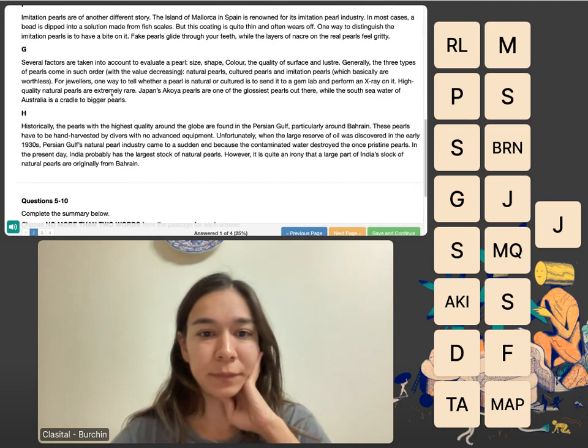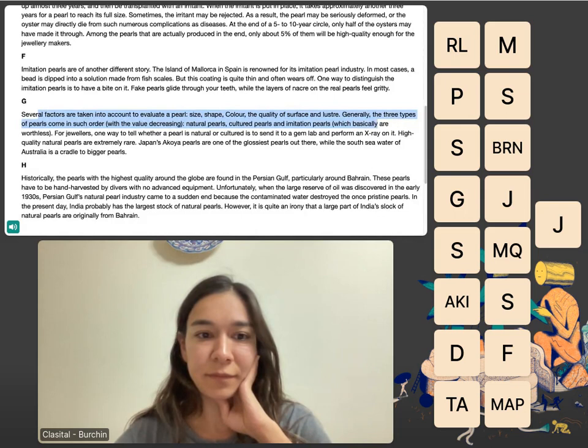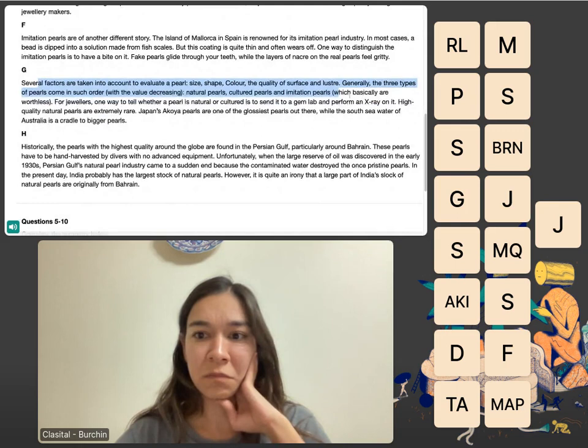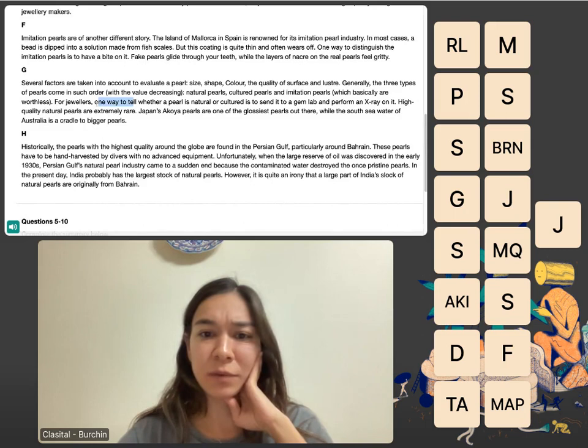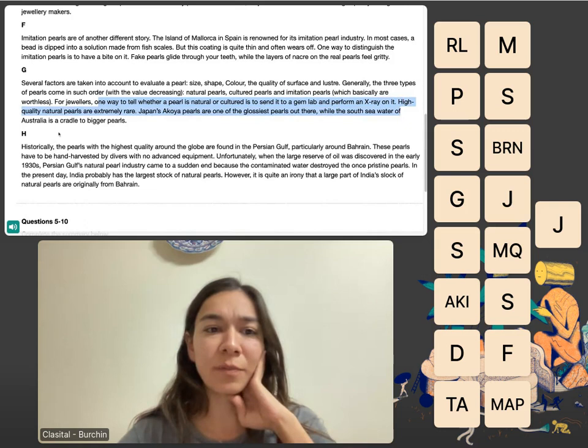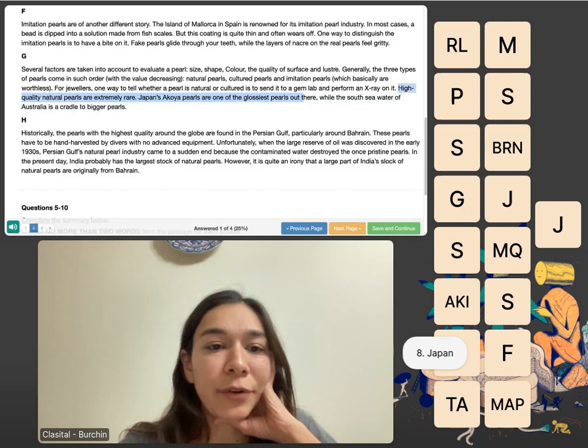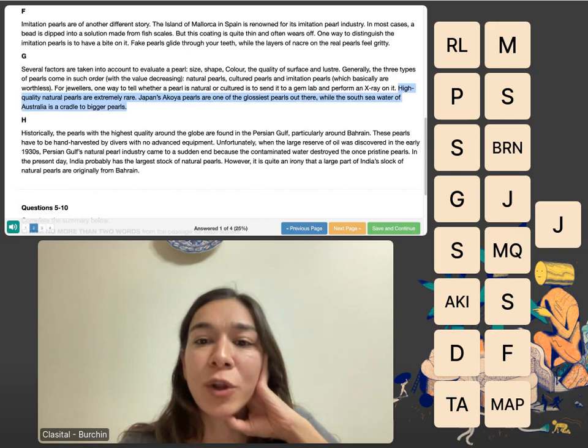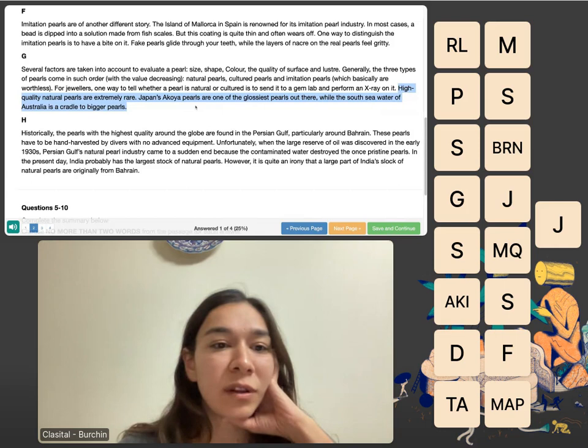Shape, size, color, quality, natural, cultural, and imitation, which are basically worthless. For jewelers, one way to tell if it is natural or cultured is to send it to a gem lab or perform an X-ray on it. High quality natural pearls are extremely rare. Japan's Akoya pearls are one of the glossiest pearls out there, while the salt sea water of Australia is a cradle for bigger pearls.